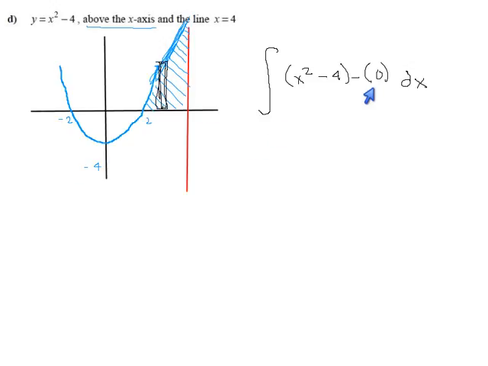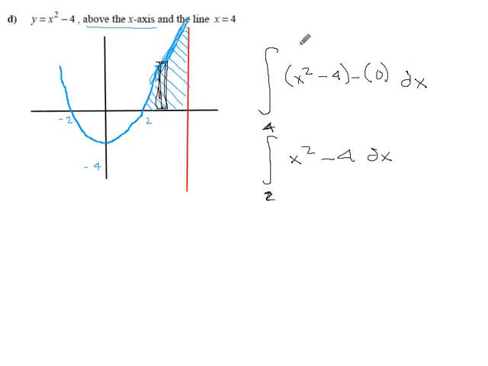I'll write that again to get rid of that cluttery 0. x squared minus 4 dx. Now what do we have for limits of integration? Happily, we know that this starts at 2. That's where this curve becomes positive and where our area begins. So our left-hand boundary is x equals 2. How about the right-hand boundary? Well, they handed us that one also. They said it's 4. 4 is where we cut off.